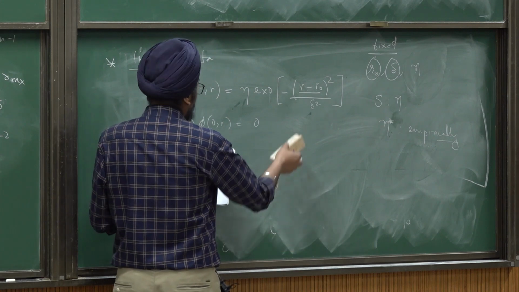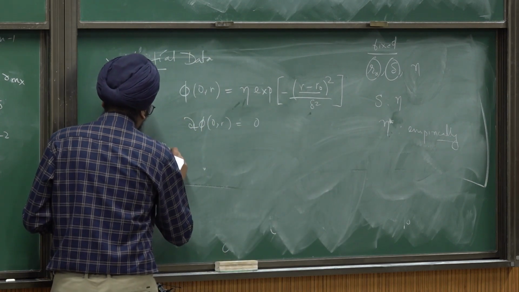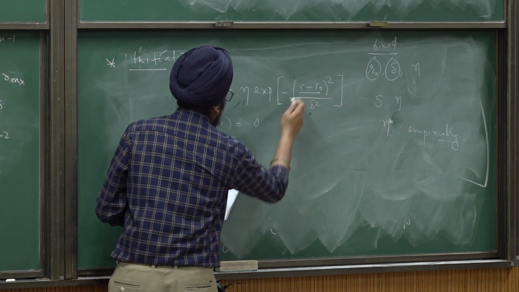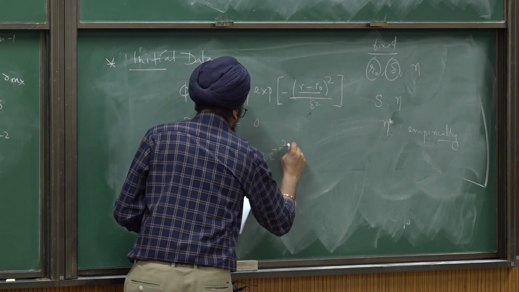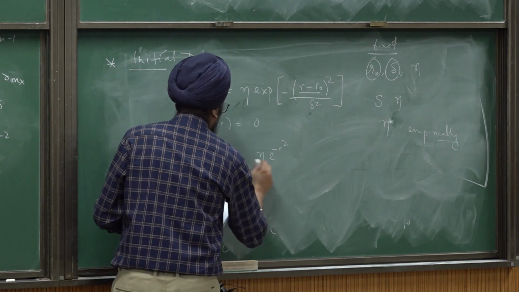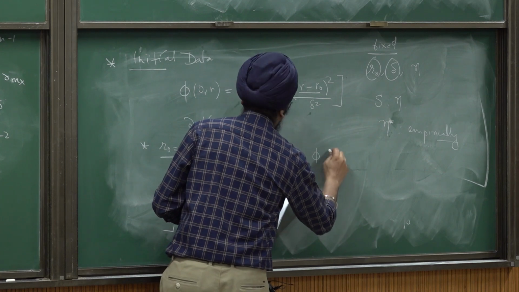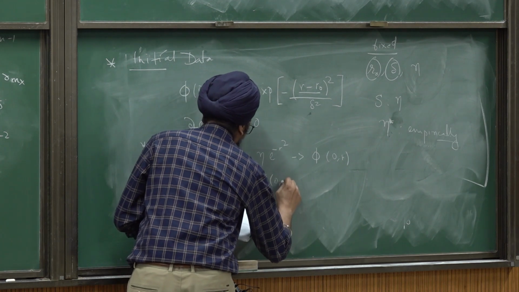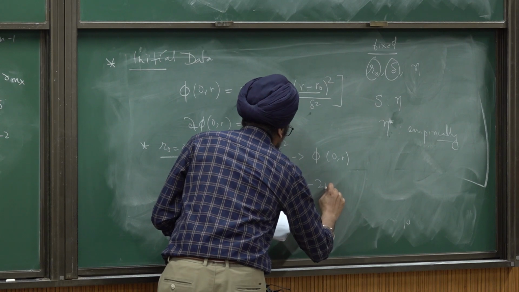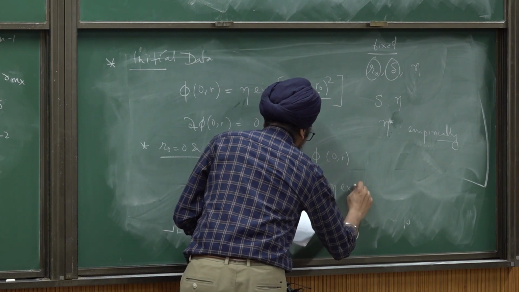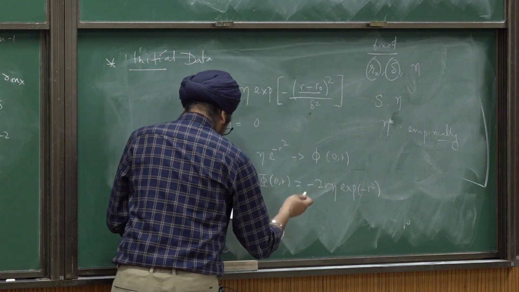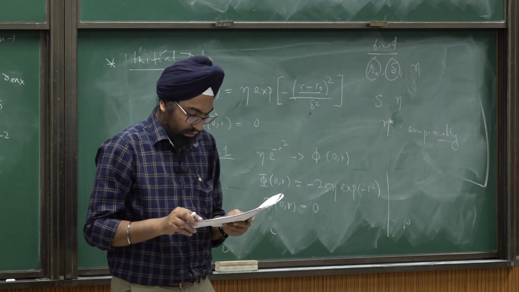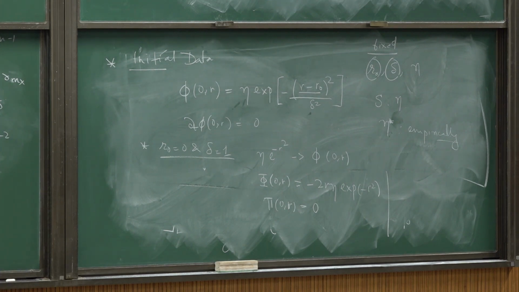Now the profiles which usually are used: you set r naught equal to 0 and delta equal to 1, for example. This is one such initial data. So this becomes phi(0, r) equal to eta exponential minus r square, and then your capital Phi(0, r) is essentially minus 2r eta exponential minus r square, and Pi(0, r) is 0. So this is one example of a profile.